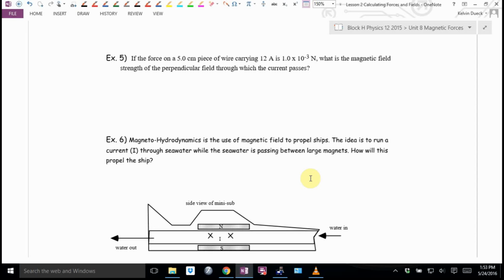I think you're right. Someone said it, I thought. B. Yeah, it's not I, that's current, not F, that's force. B. So I'll start out, good old F on a wire is BIL. What did you say this wants me to find? Get the B by itself.